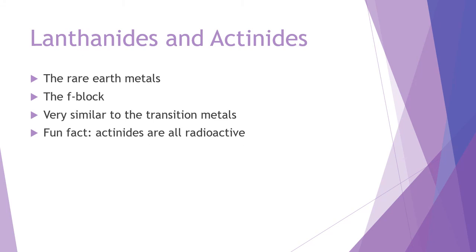The lanthanides and actinides, the 2 rows that are at the bottom of the periodic tables, are collectively sometimes referred to as the rare earth metals or inner transition metals. They are the members of the F block. Their electron configurations contain F electrons, and as electrons are added, they go into F orbitals. Because they have the F electrons, they have very similar chemistry to the transition metals in terms of their reactivity and also the difficulty discussing how many valence electrons they have. Valence electrons are traditionally not discussed for lanthanides and actinides because there is debate about how many there will be. And a fun fact to know here, all the members of the actinides are radioactive.